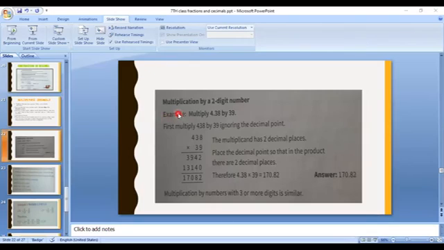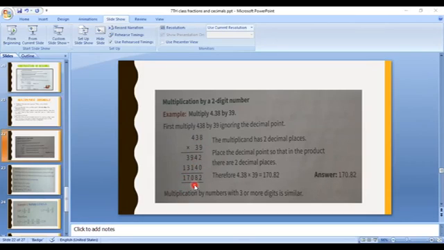Let us see an example. Multiplication by a 2-digit number. First we will multiply a decimal number by a whole number. Multiply 4.38 by 39. How will we multiply? First multiply 438 by 39 ignoring the decimal point. So remove the point and write 438. Then multiply by 39: first multiply by 9 and then by 3. When you multiply, we will get the answer.